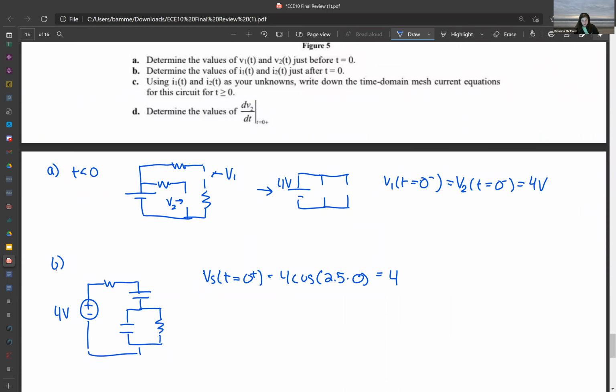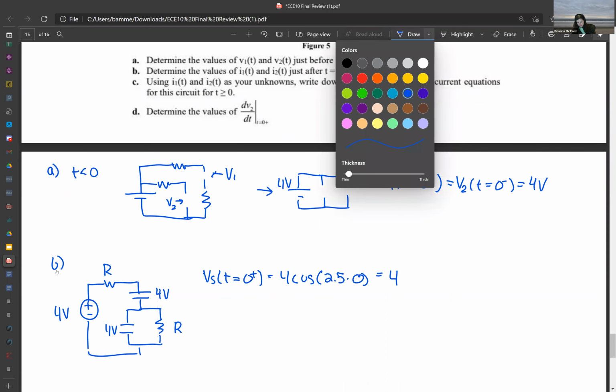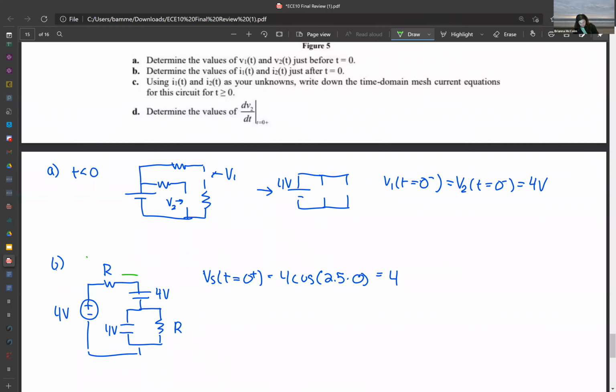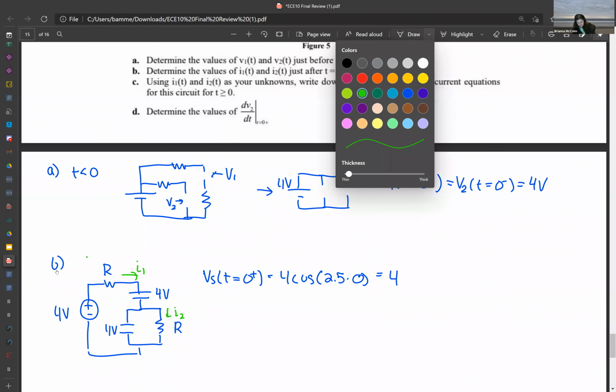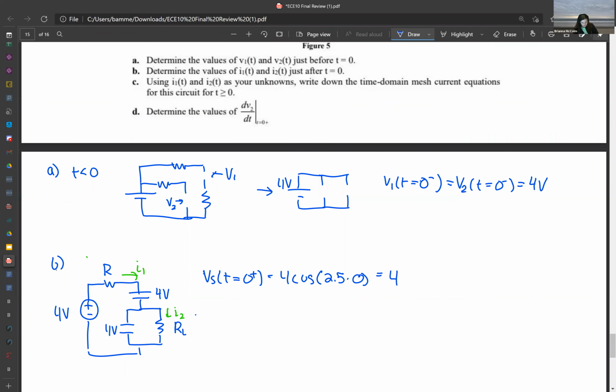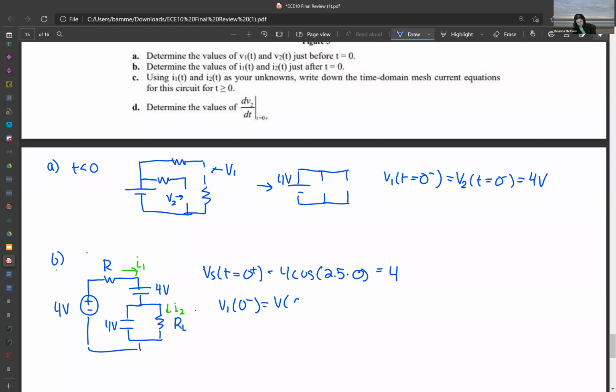And so now what we're going to do is we have our initial conditions of 4 volts here. This is our load resistor, and this is R. And then let's just mark where the currents are. So this is going to be I1, and then the current through this resistor is going to be I2. Okay, so now we use the initial condition for the capacitor because there's no impulse current, so it's just going to be v at 0 minus equals v at 0 plus equals 4 volts.